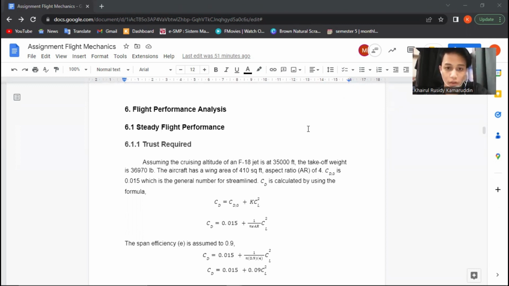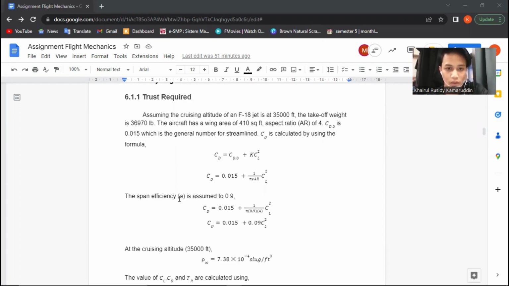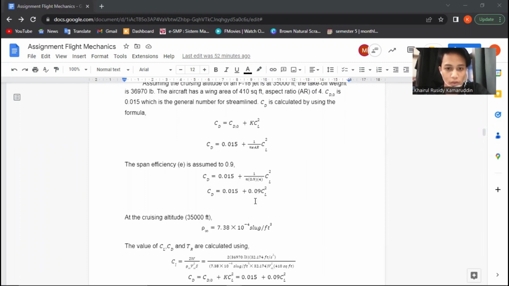Assuming the cruising altitude of an F-18 jet is 35,000 feet, and the takeoff weight based on the data is 36,970. The aircraft wing area is 410 feet squared, and the aspect ratio is 4. So CD naught is 0.05, and CD can be calculated using the formula CD equal to CD naught plus K CL squared. But first we have to calculate the K value. By using the span efficiency that is assumed to be 0.9, we can calculate the K, which is 0.09.